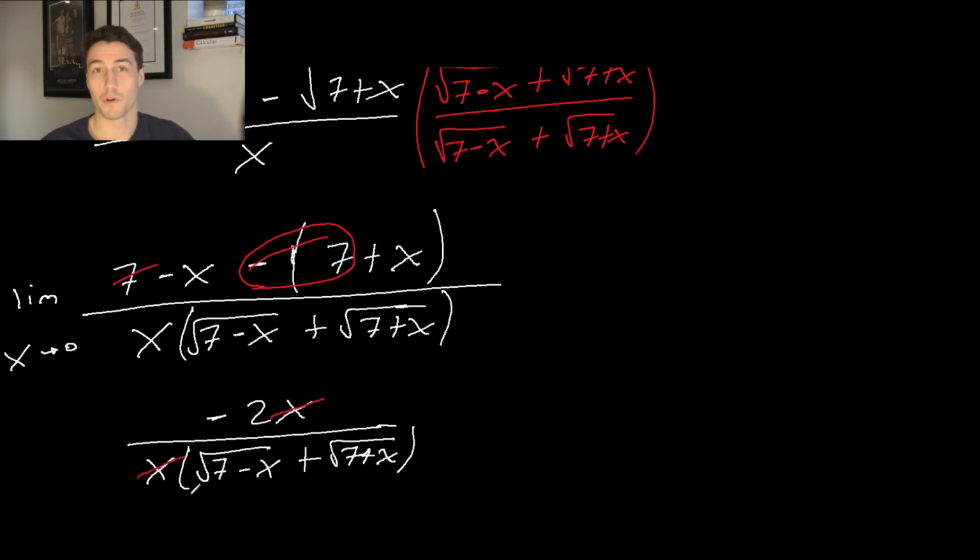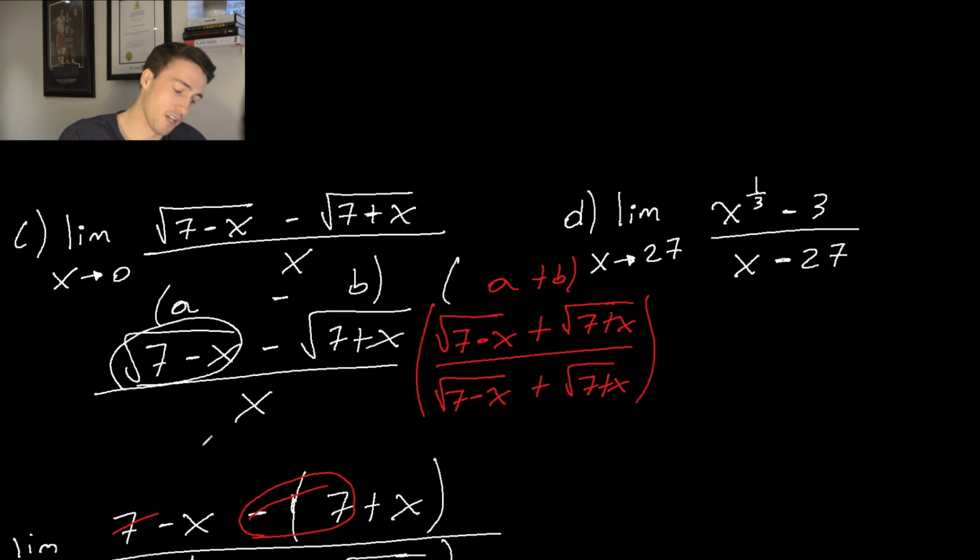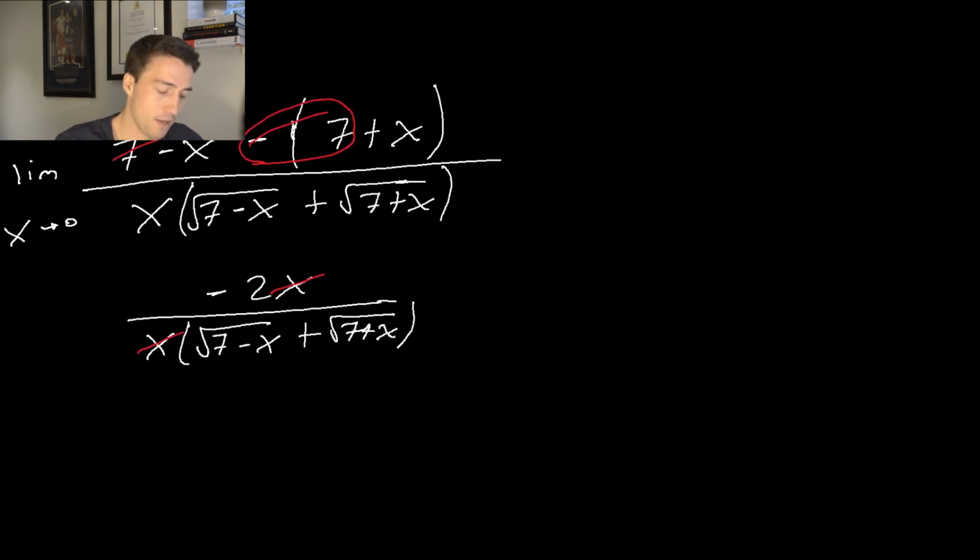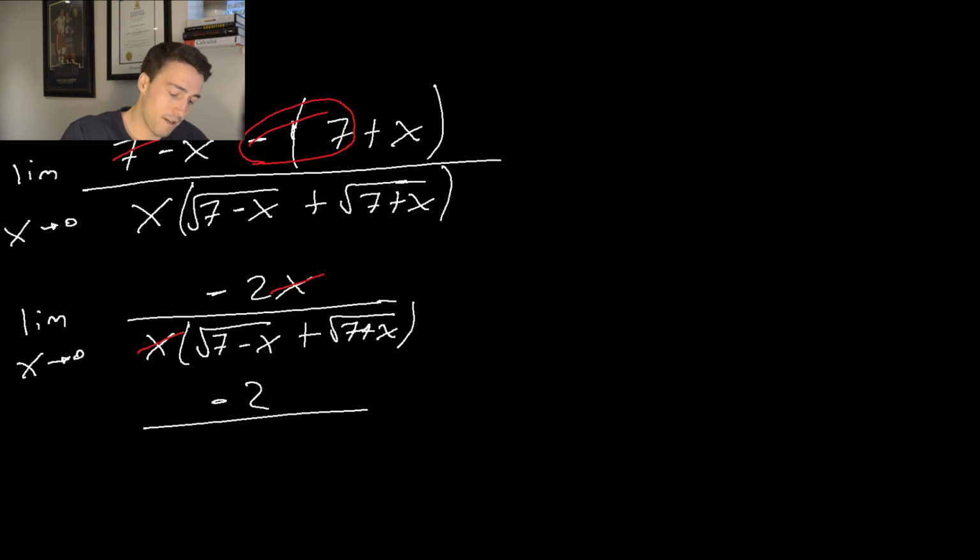This is similar to when we were solving for the instantaneous rate of change or the slope in the previous videos. The reason we couldn't just do direct substitution here is that if we subbed in 0, we would be dividing by 0, so we'd be undefined at that point. But now, by multiplying by the conjugate, we can sub in this value. We're still taking the limit as x goes to 0. This is going to be negative 2 divided by root 7 minus 0, so that's just root 7, plus root 7 plus 0, so that's root 7 again.